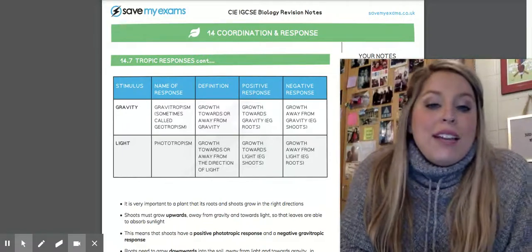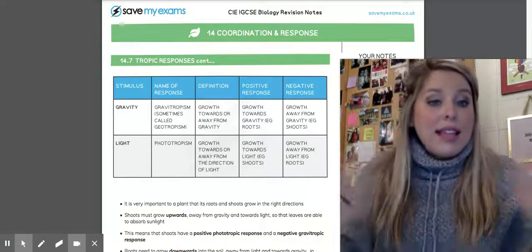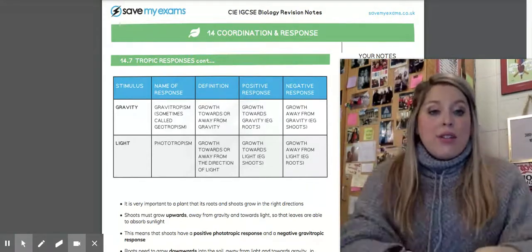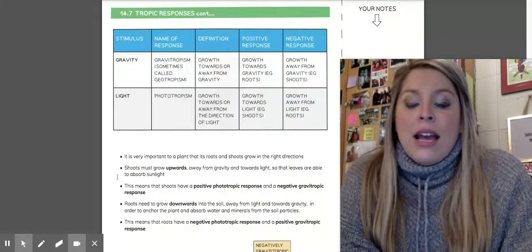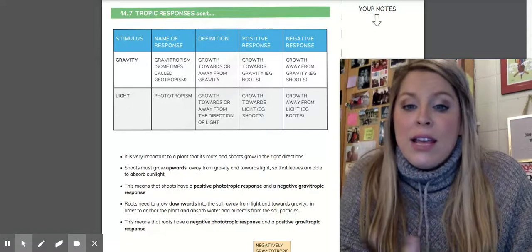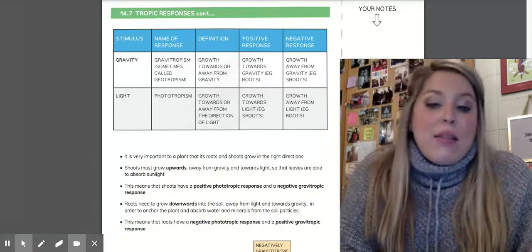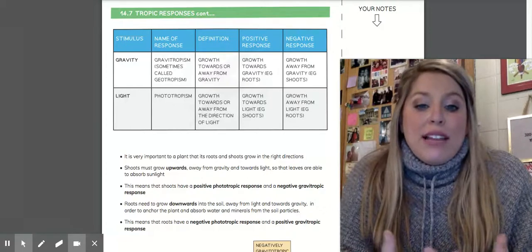But the negative response is when that growth is away from the light. So think about the roots. They like the darkness. They don't like light. They're going to go down into the ground away from the light. So it's important to understand shoots grow up, roots grow down, and to understand the positive and negative phototropic response, or that positive or negative gravitropic response.